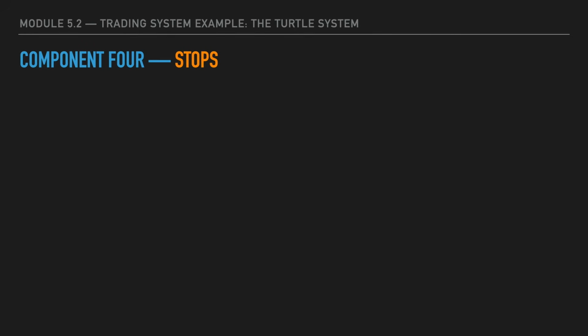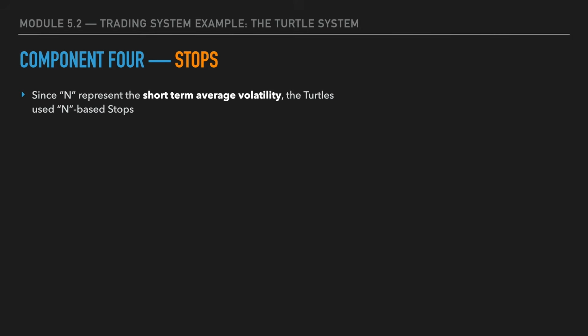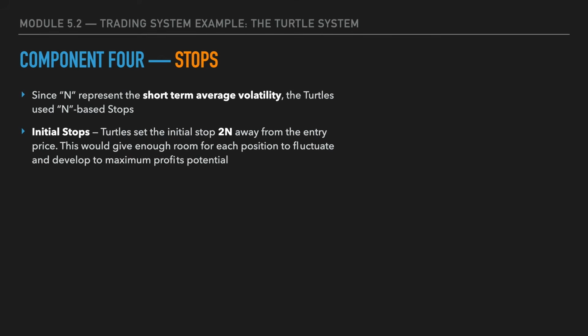Alright, component number 4, stops or the stop loss. This is a component that tells the turtle traders when to get out of a losing trade. Short-term average volatility is the factor that helps turtles determine when and where to set their stop loss. Therefore, the turtle system uses N-based stops to align with the short-term market volatility, the average true range, like the position sizing. Turtle traders set the initial stop loss 2N away from the entry price. This gives enough room for each position to fluctuate and develop the maximum profit potential.